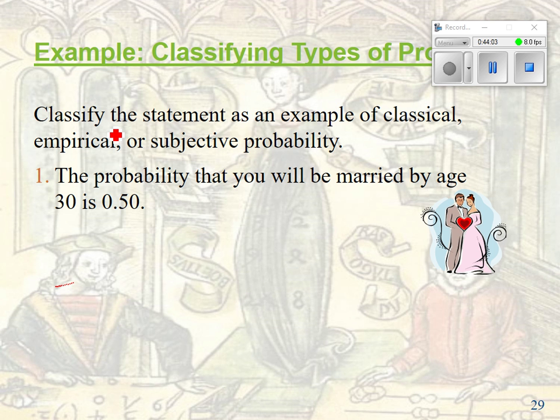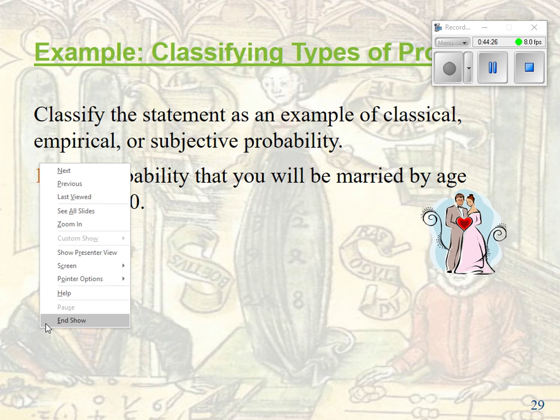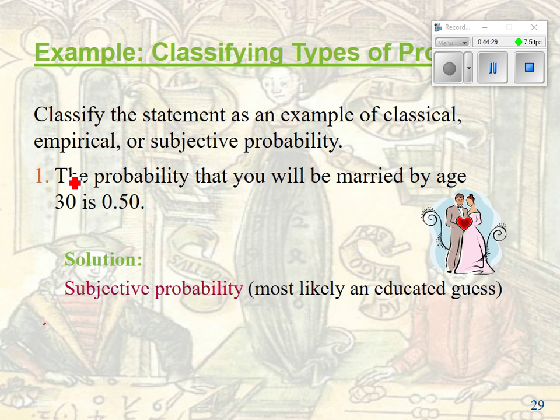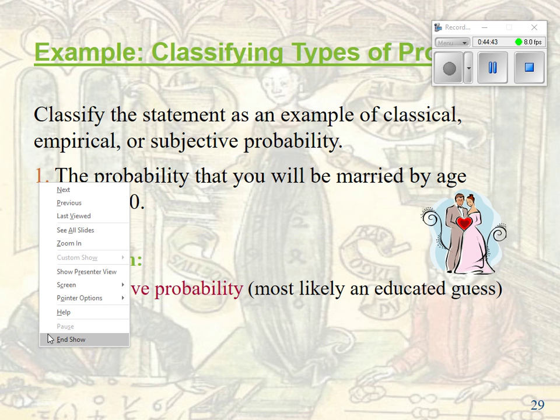Classify the statement as an example of classical, empirical, or subjective probability. The probability that you will be married at age 30 is 0.5. Is that classical, empirical, or subjective? Subjective. I don't know. Seems like an educated guess to me. You think it's just a guess? Subjective. All right? It's most likely an educated guess because do we know for sure that you're going to be married by the age of 30? No, it's probably something where we just looked at what's happened in the past, and most people in the U.S. are married by this age.